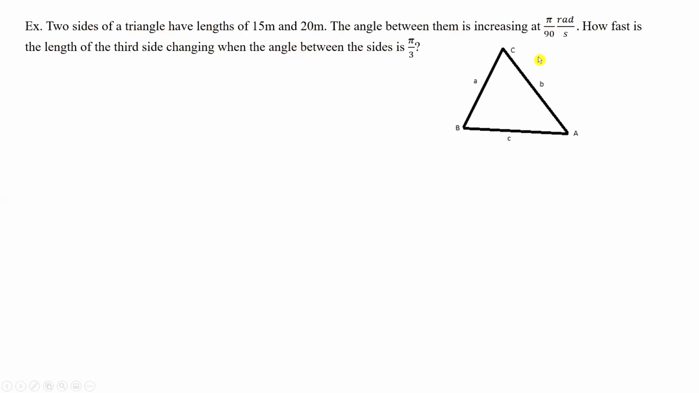Let's draw a diagram. The two sides of the triangle, 15 and 20, angle between them increasing. How fast is the length of the third side changing? Now go way back in your memory banks. Two sides, angle between them, finding the third side. If you remember the law of cosines, that allowed you to find the third side when you knew two sides and the angle between them.